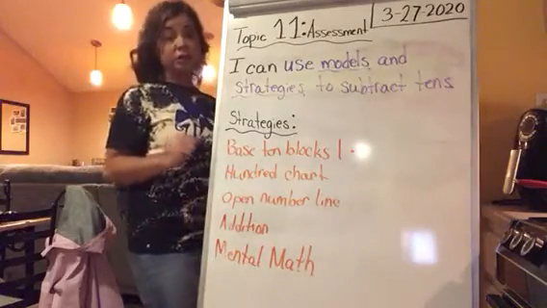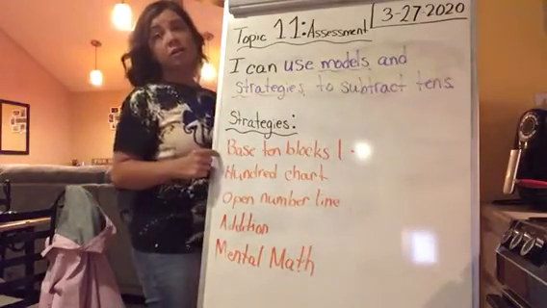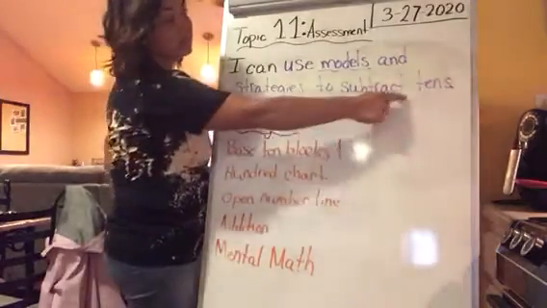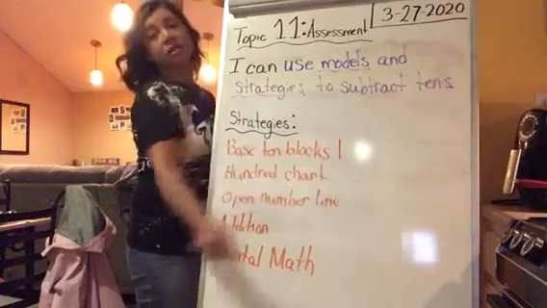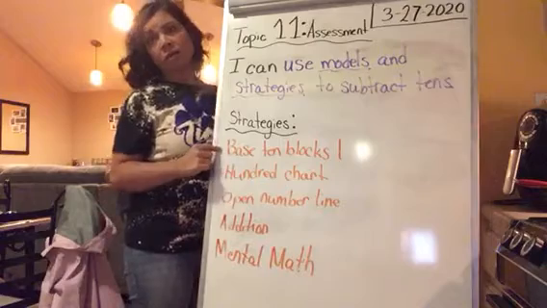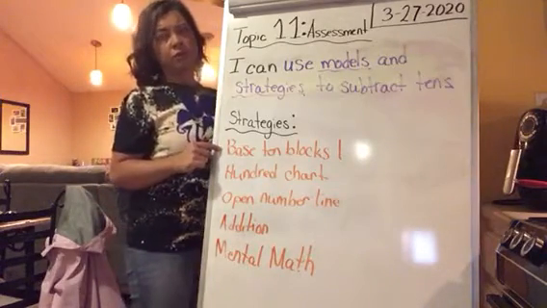Now, let's look at our strategies. We have our base 10 blocks. We have our base 10 strategy. So we talked about how we could draw out our base 10 blocks. Now it says to subtract tens, so we're not going to worry about these dots right here. We're just going to talk about the straight lines that represent your tens. So base 10 blocks could be a way to model or show what you are doing to solve the equation.